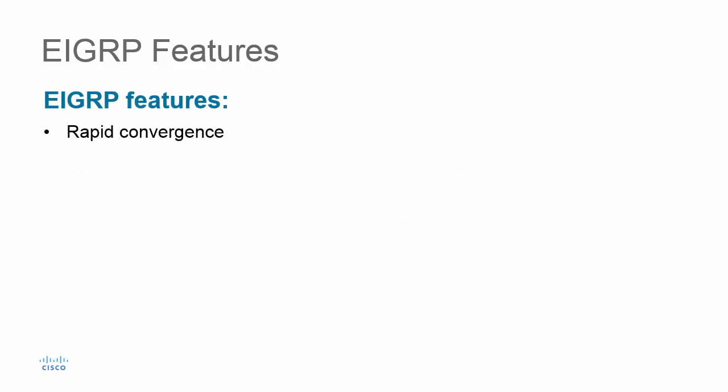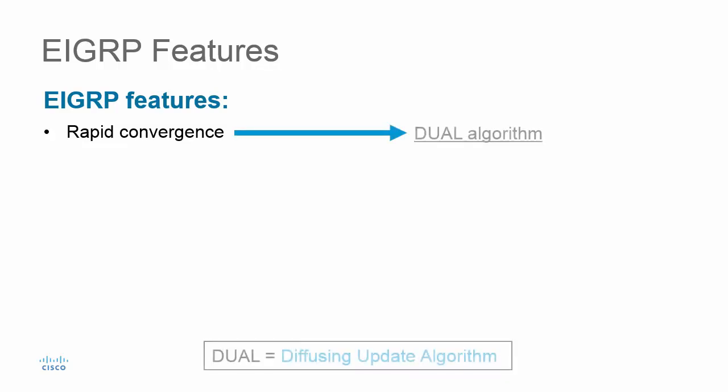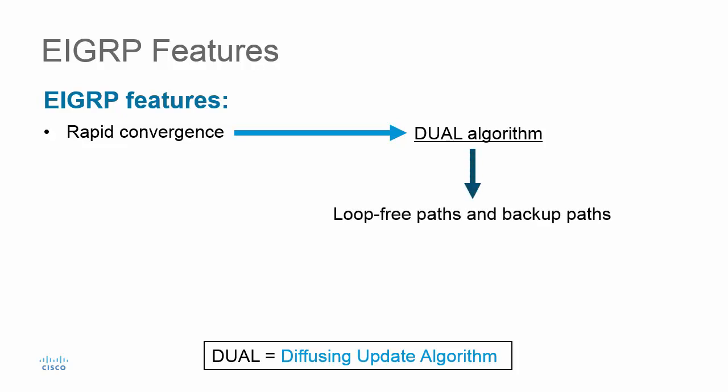EIGRP provides rapid convergence. To achieve that, it uses the DUAL algorithm. DUAL resides at the center of the routing protocol and guarantees loop-free paths and backup paths throughout the routing domain. So what happens if the primary route fails? A router that uses EIGRP stores all available backup routes for destinations so that it can quickly adapt to alternate routes. If the primary route in the routing table fails, the best backup route is immediately added to the routing table.